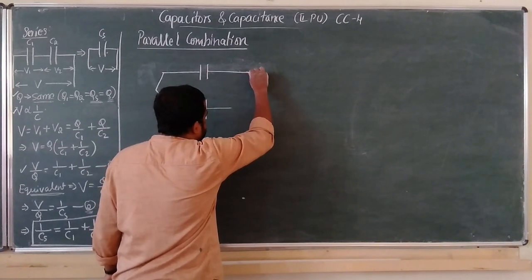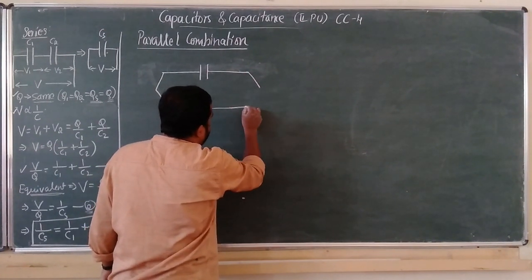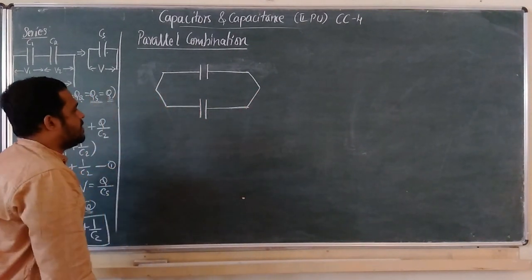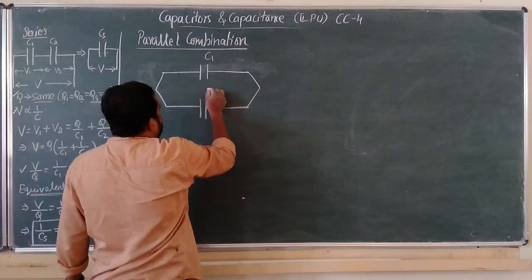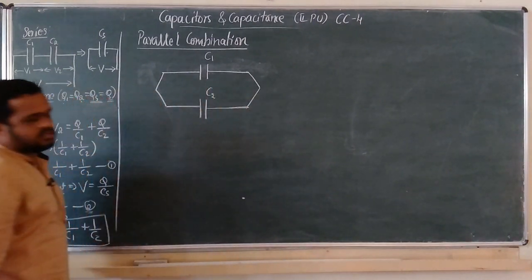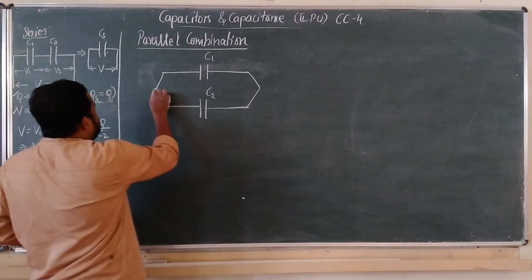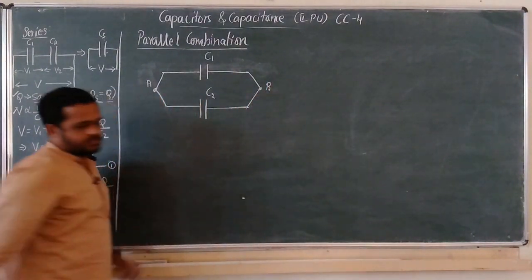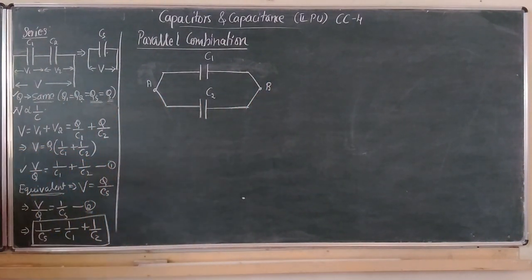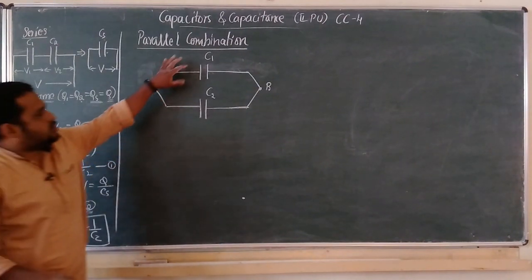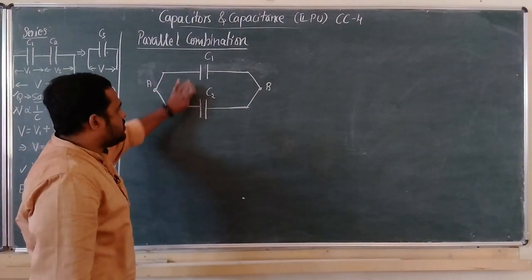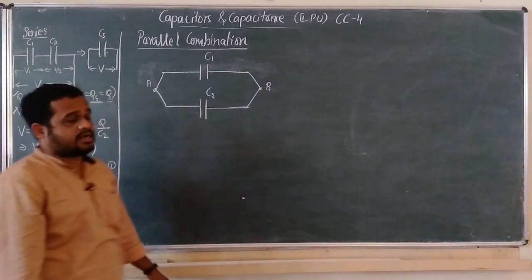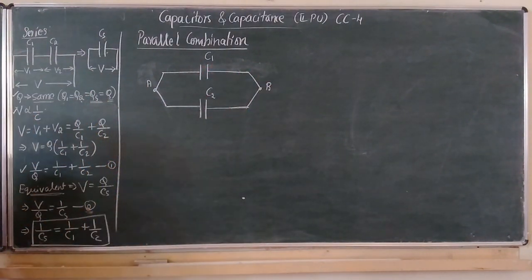So in our syllabus, the discussion is about the combination of two capacitors in parallel. Now this is C1 and this is C2. Both the capacitors are connected between the same two points. So the first or left plates of the two capacitors are connected together, and the right plates of the two capacitors are connected together. Now this is a parallel combination.